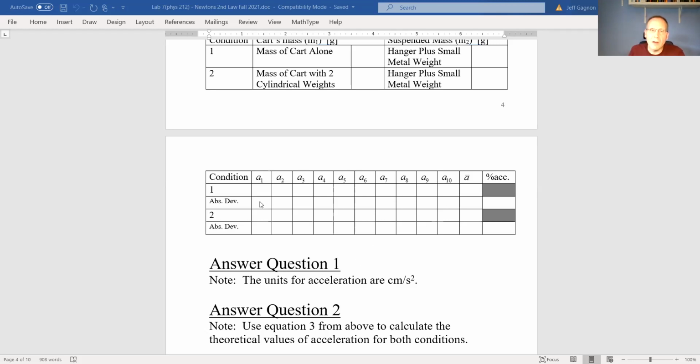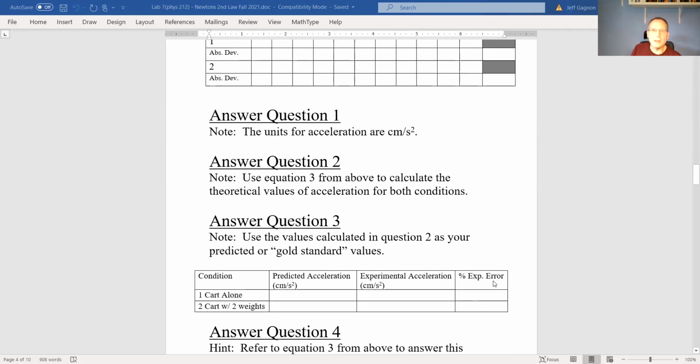But remember, you have to find all the absolute deviations, how far each value is from the mean, average these absolute deviations, and round to the resolution of the instrument, which is 1 decimal place again. And then it's always going to be the average absolute deviation divided by your average acceleration times 100, right? And then make sure you show me those calculations.